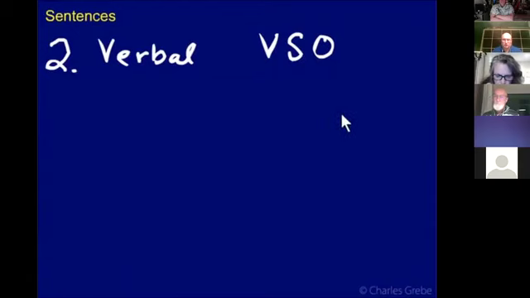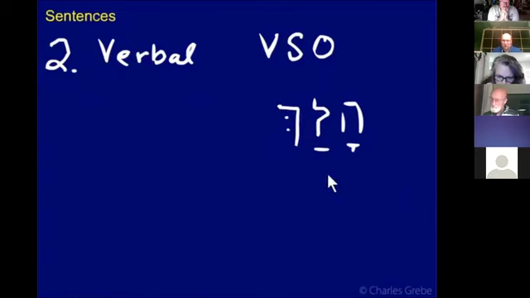So let's look at an example. Halach. That's to walk. In this case, it's he walked, masculine singular form. Halach HaMelech. Do I put it? Yes, I do. The dagesh is from here, right? HaMelech.